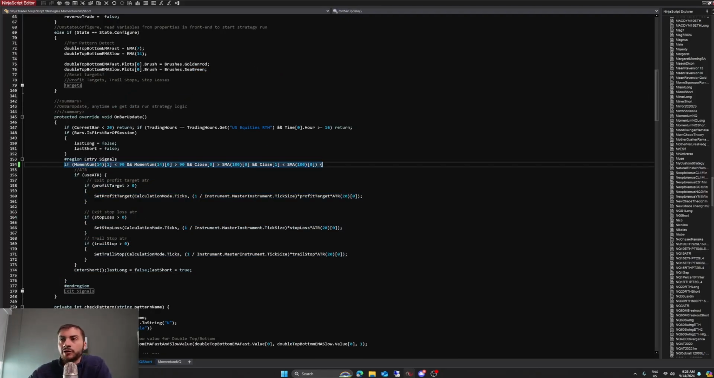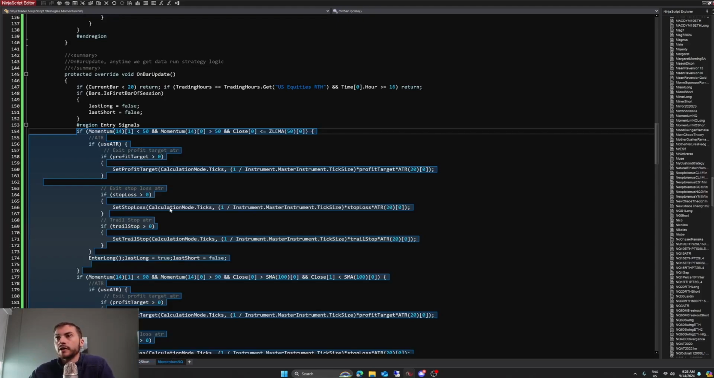Automatically generated the code with the momentum indicator. Here we can see if momentum with a period of 14 crosses above 90 and the close crosses above the 100 simple moving average. It tested and generated those for us, so we didn't have to code it from scratch.